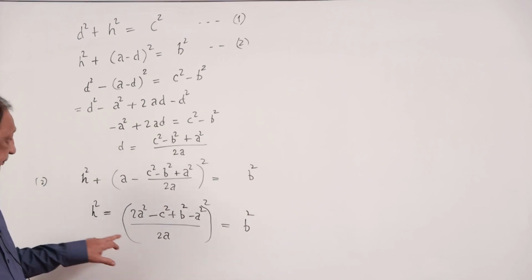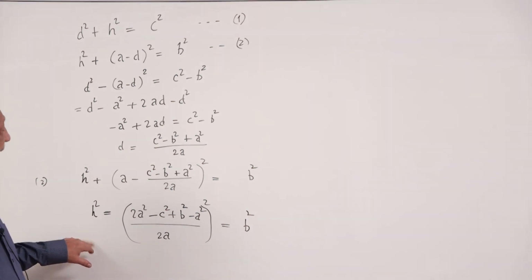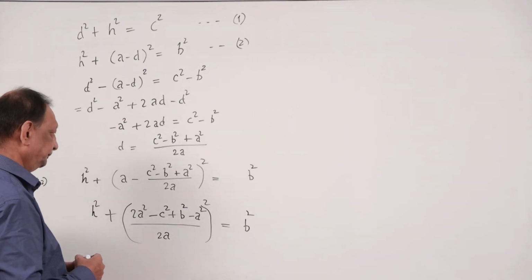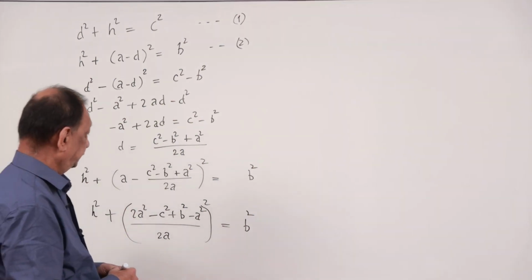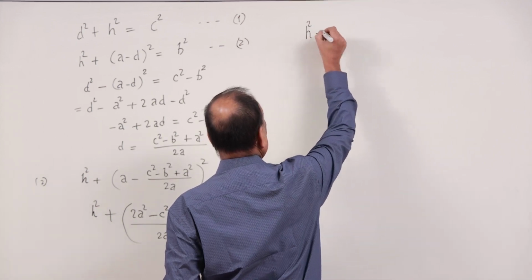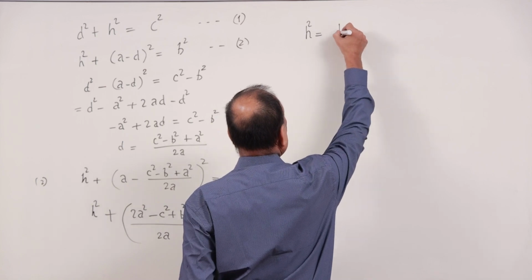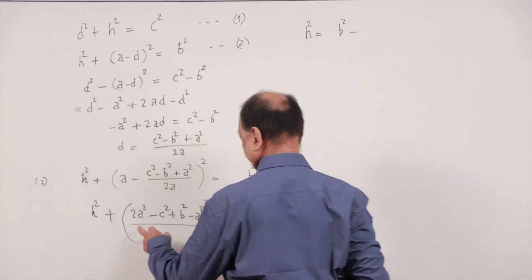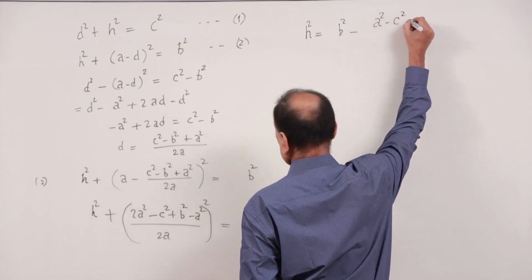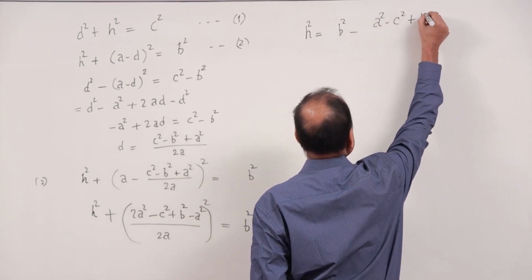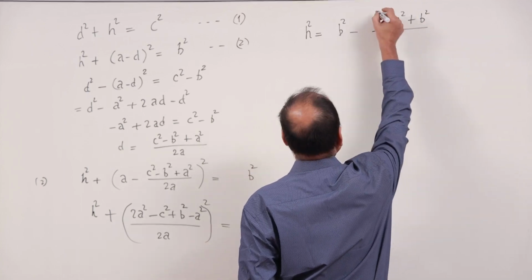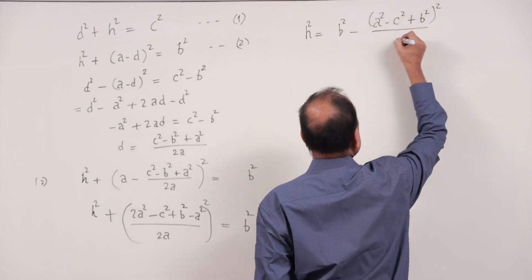Correct? So what is H squared equal to? B squared minus (A squared minus C squared plus B squared) whole squared divided by, you can write 4A squared.